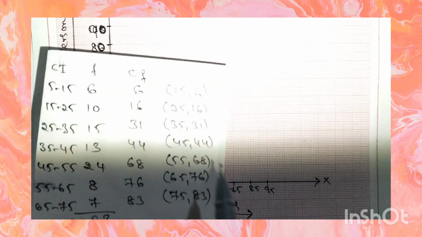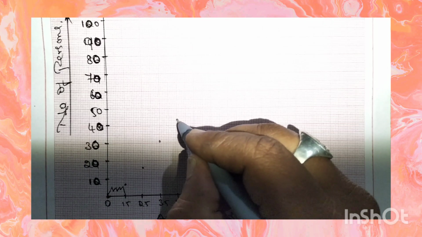Next after that one, 45, 44. So 40, after that 4 lines. Next after that 55, 68. After 68 lines. Then after that one 65, 76. Then the last one 75, 83. So let us mark 75, 83. 75 after 80, 3 lines.